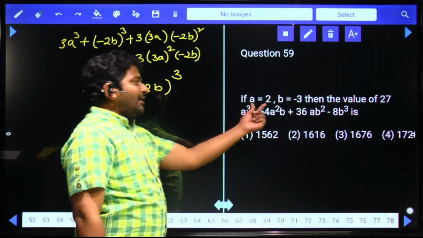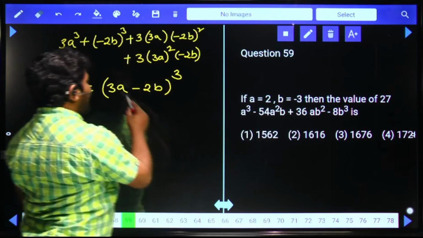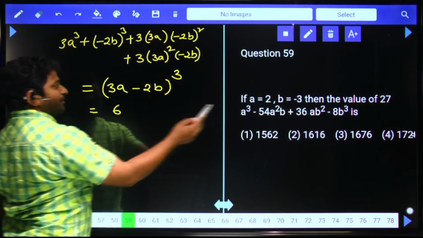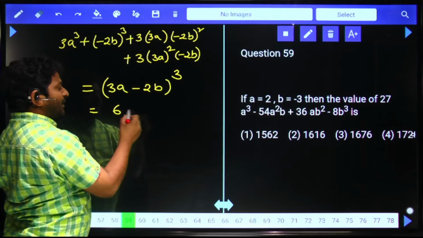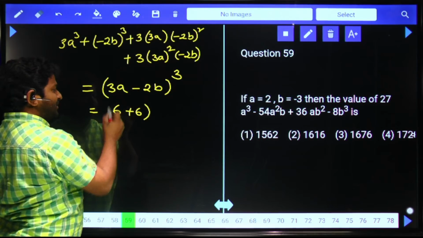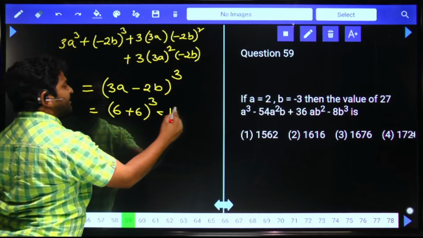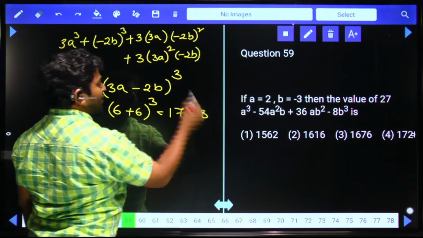Now, A value is 2, B value is minus 3. If A is 2, 3A is equal to 6. B is minus 3, minus 2 into minus 3, that is again plus 6, whole cube. 12 cube, that is equal to 1728. Fourth option is the answer.